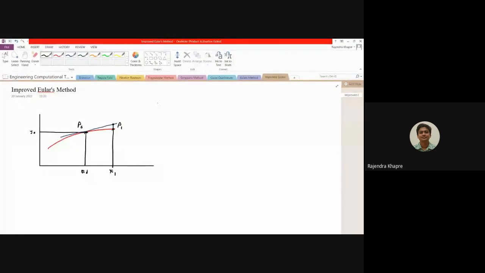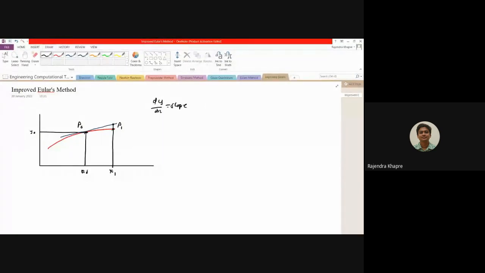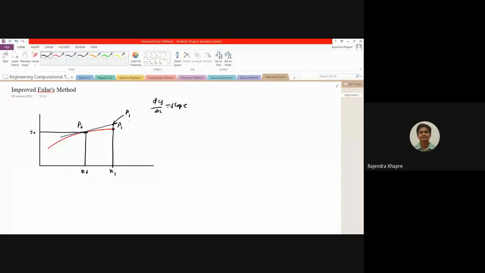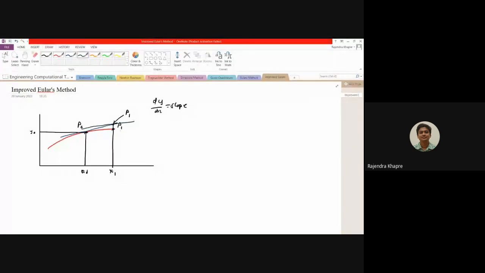Now we already know what dy by dx is. It is nothing but the slope. So with the Euler's method, we are predicting this as the possible value of p1. Here the value of p will be located. Now in the improved Euler's method, what we are exactly doing is drawing another slope at this point, which is the freshly predicted point, and then we are taking the average of the intercept.